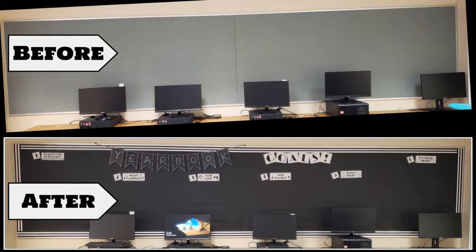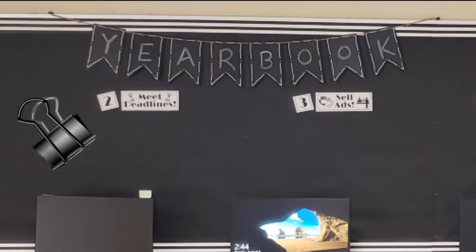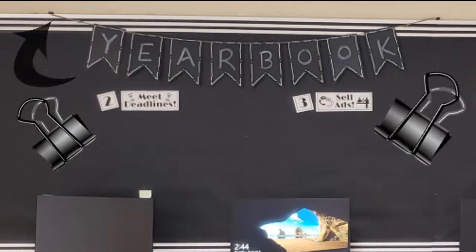Here we go. This giant bulletin board is dedicated to yearbook goals. I hung the chalkboard banner that says yearbook using these big paper clips. I just clipped the twine and tucked the little metal part between the board and the wall.